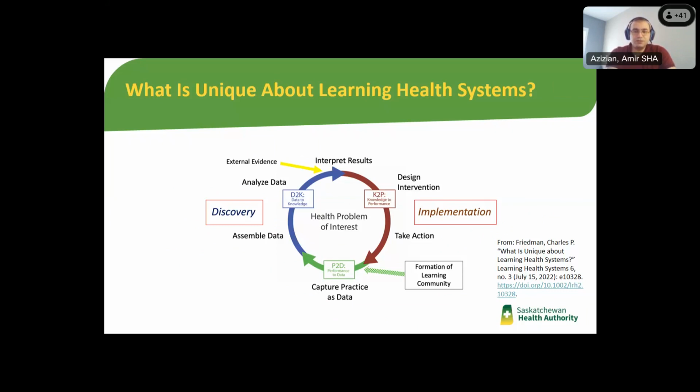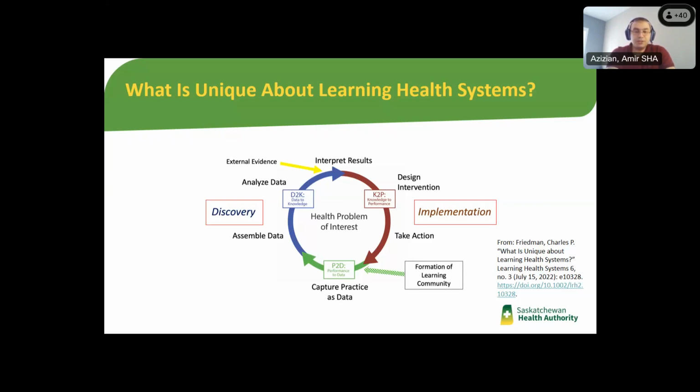So on the screen, you see a visual. This is from Dr. Charles Friedman, who describes the distinction as starting with the idea of a learning or improvement cycle, and the claim that learning health systems enhance both individual and population health by combining discovery and implementation through iterative cycles, as depicted in the figure. The cycle begins at 5 o'clock with the establishment of a multi-stakeholder learning community.